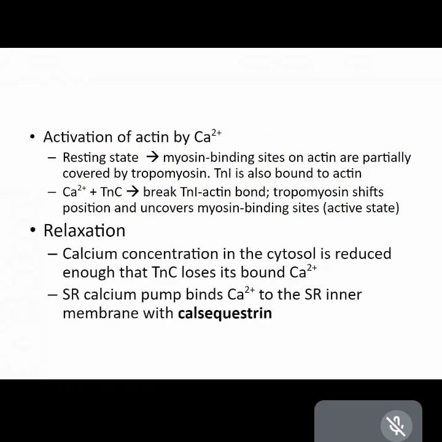And then the relaxation: calcium concentration in the cytosol is reduced enough that the troponin C loses its bound calcium. And then the sarcoplasmic reticulum calcium pump binds calcium to the sarcoplasmic reticulum inner membrane with the calsequestrin.